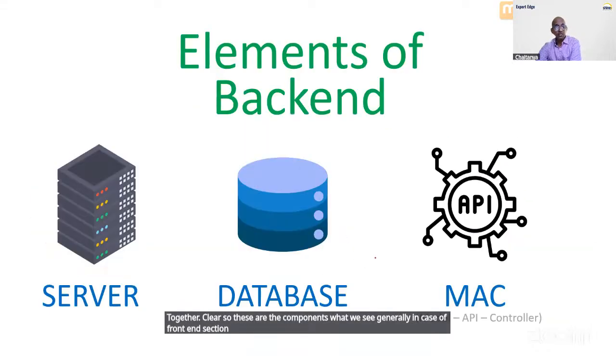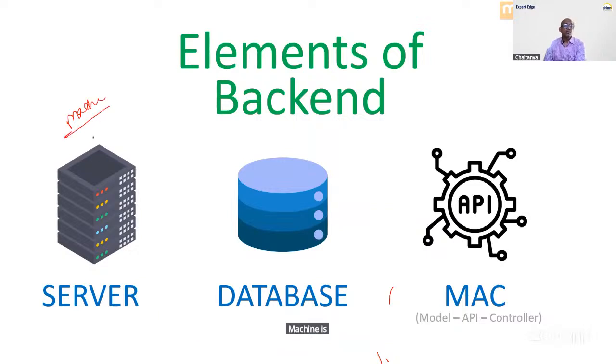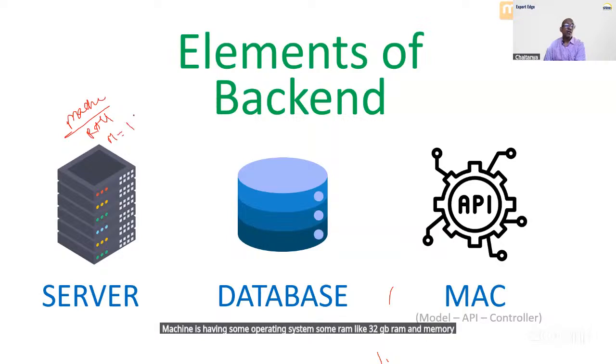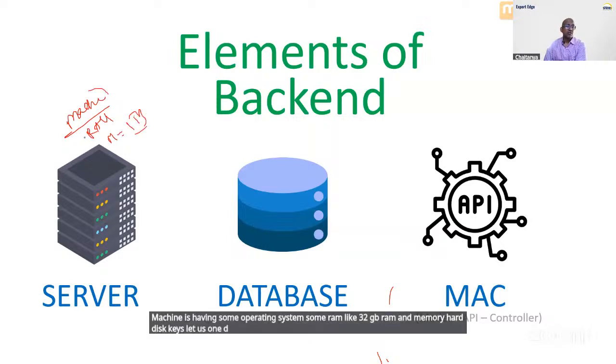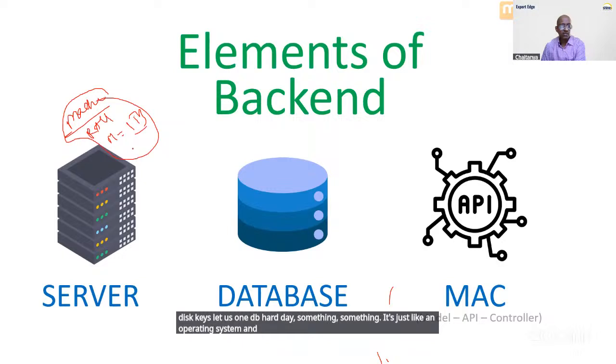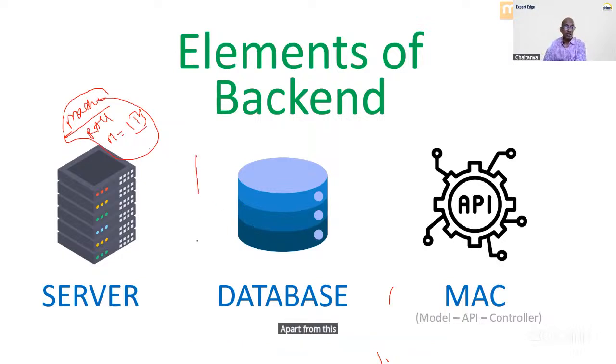In the case of the back-end section, I am segregating this into three categories or sub-components. First, the server, which is simply a machine having some operating system, some RAM like 32 GB, and a hard disk of, let us say, 1 TB. It's just an operating system and software, etc. Apart from this, there is a database where the information is majorly saved.